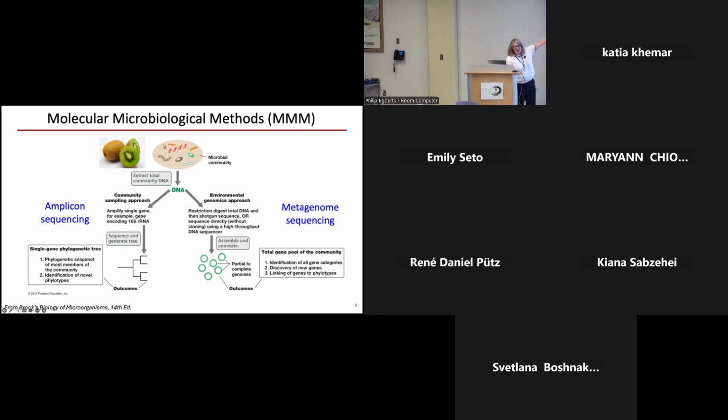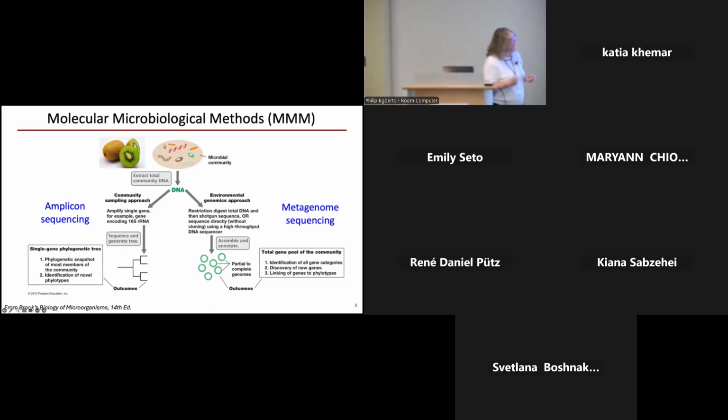So again, I put a kiwi up there because that's what you guys are going to be working on today. You can take any type of sample and run it through a procedure to get the DNA out of that sample. And the reason, again, we're using kiwis is that you're going to actually be able to see your DNA today.